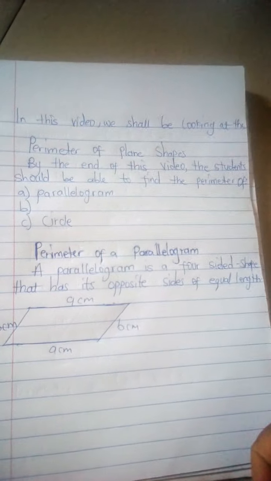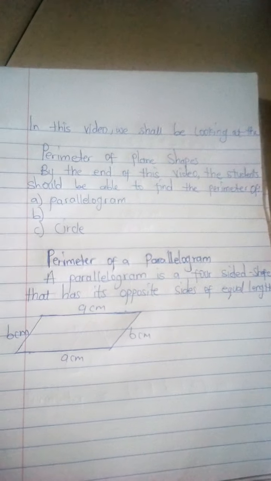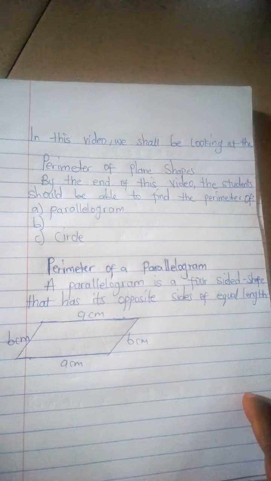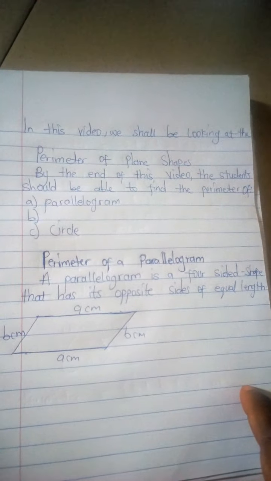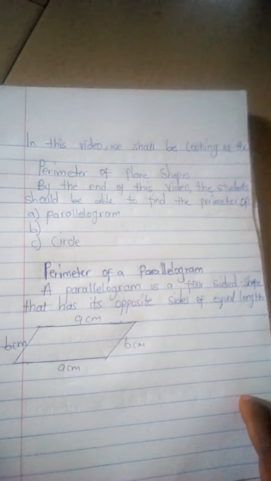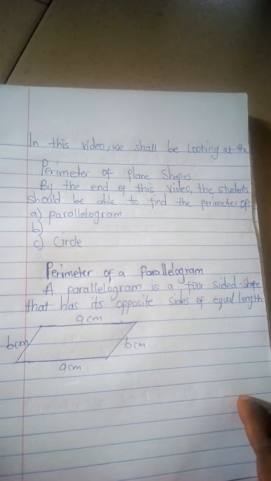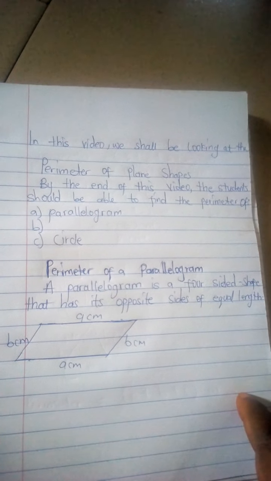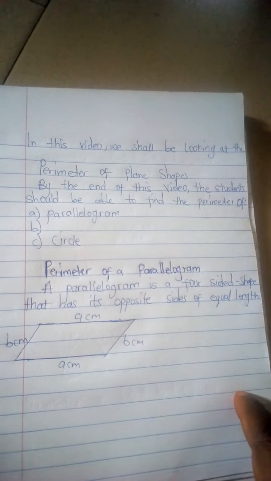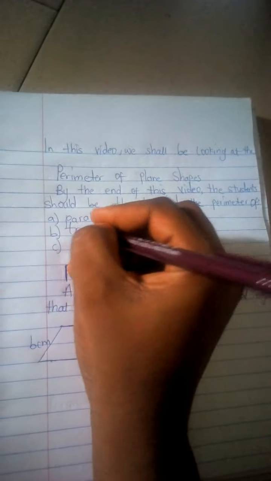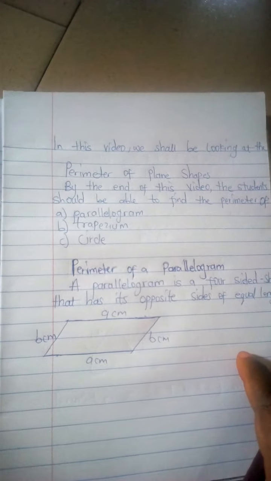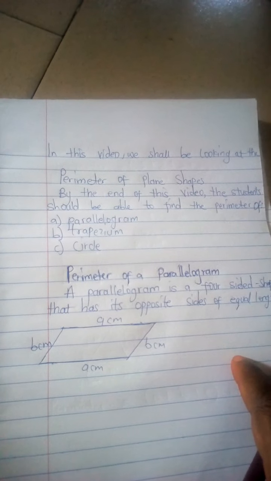All right, this is the continuation of the perimeter of the plane shapes we have been studying. So in this video, we shall be looking at the perimeter of plane shapes. By the end of this video, the student should be able to find the perimeter of a parallelogram, trapezium, and circle. Now, we take them one by one.